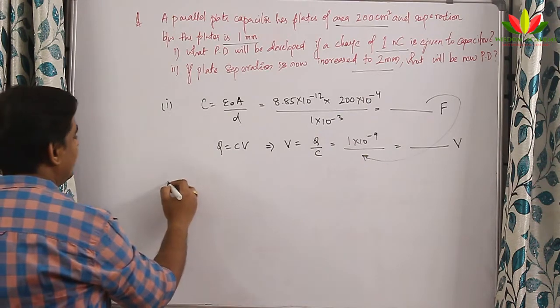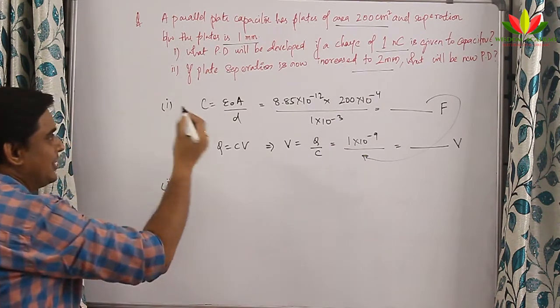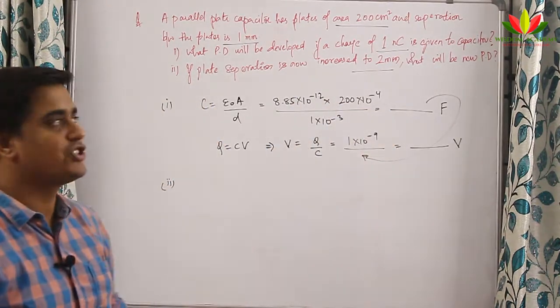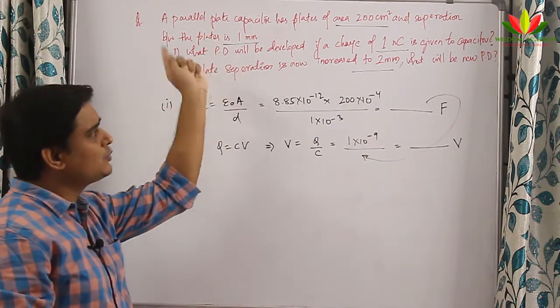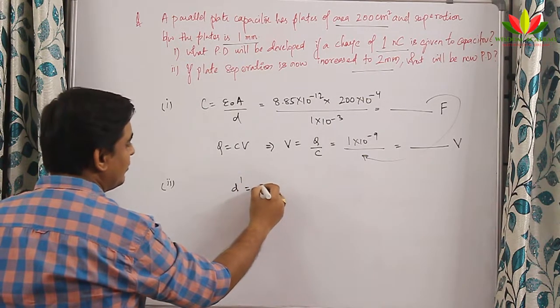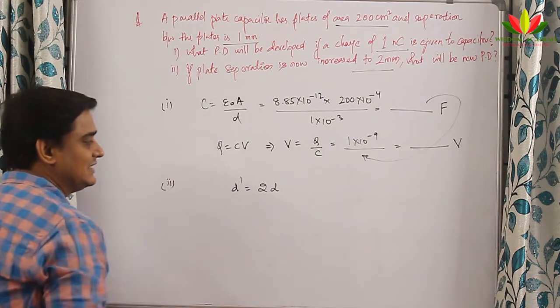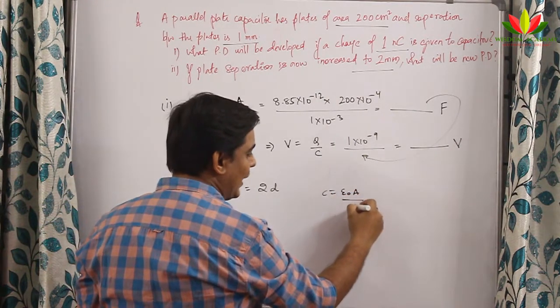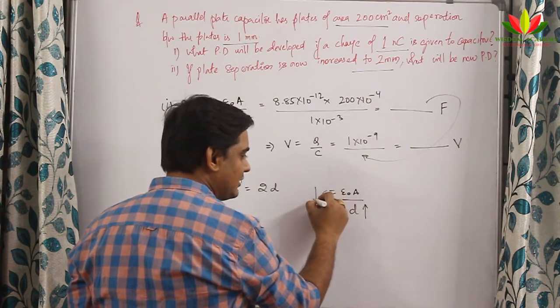Then in the second part they have asked, if the plate separation is now increased to 2 millimeter, what is the new potential difference? So from 1 millimeter it becomes 2 millimeter. What has happened? D dash has become 2 times the original distance. We know that C is equal to epsilon naught A by D. So as D increases, capacitance will reduce.